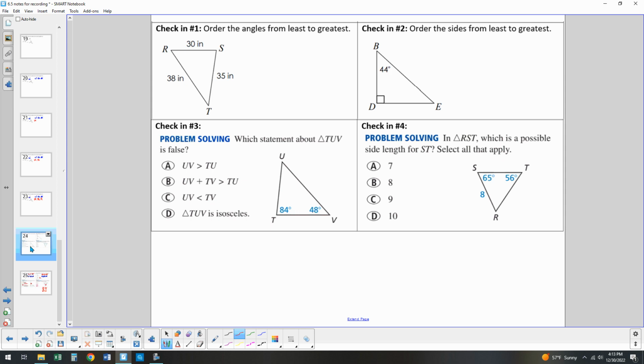So you go ahead, try these four. We're going to list the angles in order from least to greatest for this one, the sides in order from least to greatest for this one. Choose which of these statements is false. So find your missing angle first and then figure out which three are true and which one is false. And then here, which is a possible side length. Select all that apply. Pause when you're ready to see the answers. Hit play.